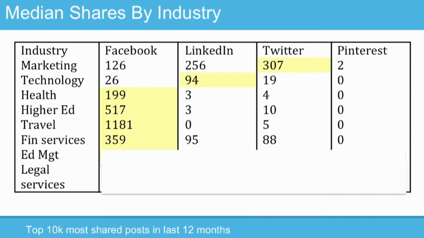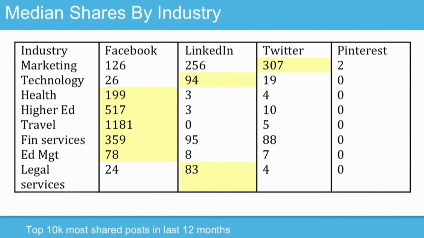Financial services, interesting, a lot of news articles, which is why Facebook was high, but LinkedIn and Twitter were both relatively high for those. Education management was mainly Facebook. And when we go back to the legal services industry, it's LinkedIn. So we've looked at a lot more industries, but this is just giving you a flavor that you need to understand not just what resonates with your audience, but where do they hang out? Where do you best engage with that particular audience? And it can vary across those different networks. So we need to understand that as well.